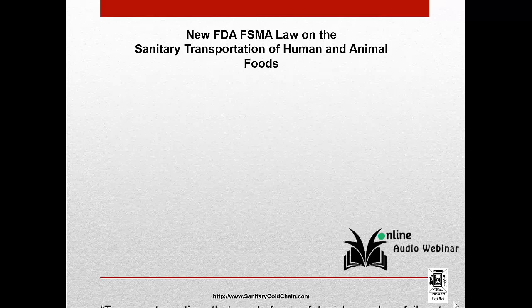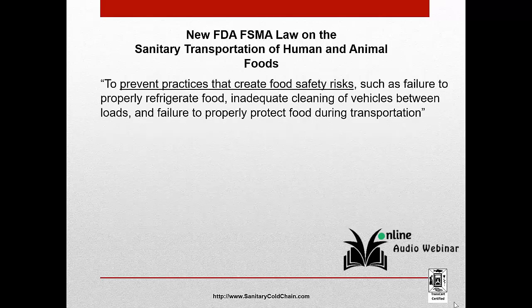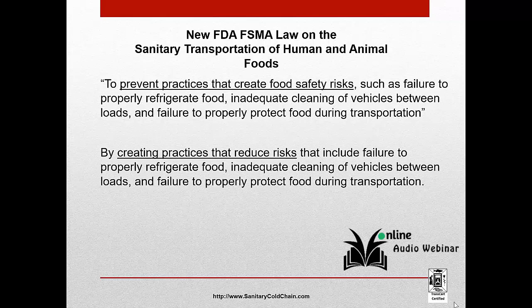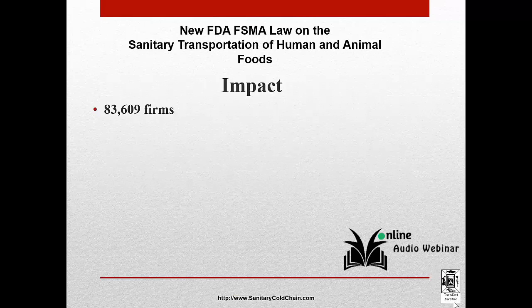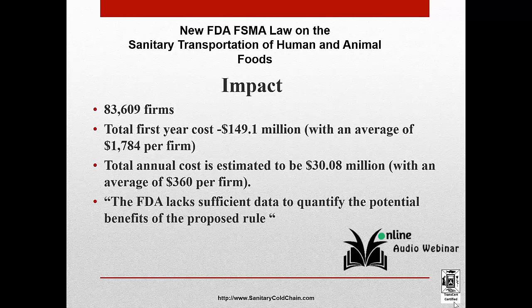Okay, let's talk about the law now. I went through a lot of background stuff. The law under Food Safety Transportation is established to prevent practices that create food safety risks. Little things like that you have to take care of. When they wrote this law, 83,609 companies were impacted by it. How much contaminant comes from trucking or moving food around like that? But they made the law anyway.